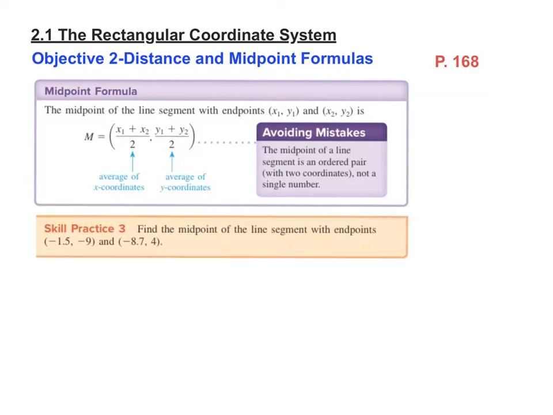So here's the example that we're going to do. Okay, so we've got a line segment that goes in between -1.5 and -9, and negative 8.7 and 4. So go ahead and find the midpoint using the formula. So to find the midpoint, I'm going to add the x's together. Alright, so when I add those together, I get negative 10.2 and negative 5 on top. Divide those by 2, get negative 5.1, negative 2.5.